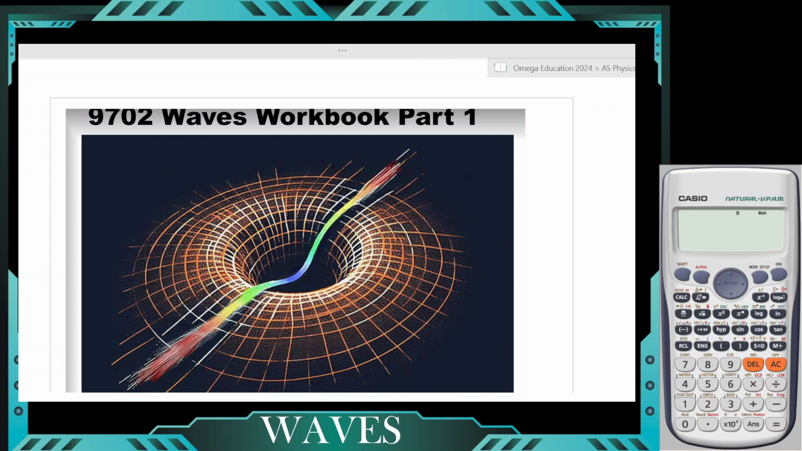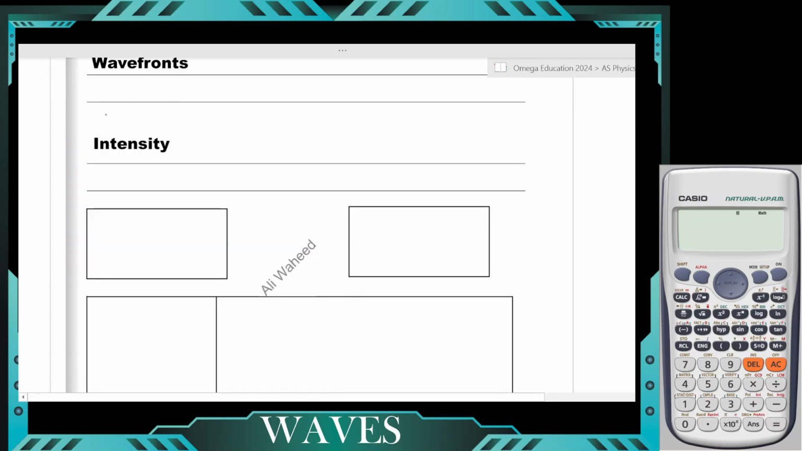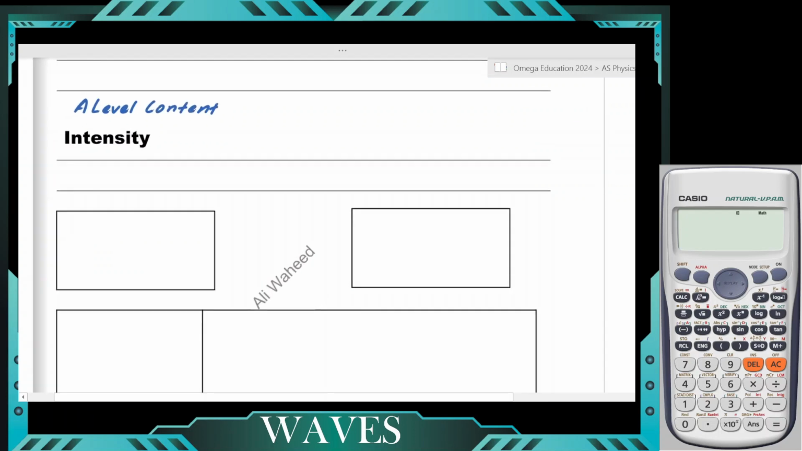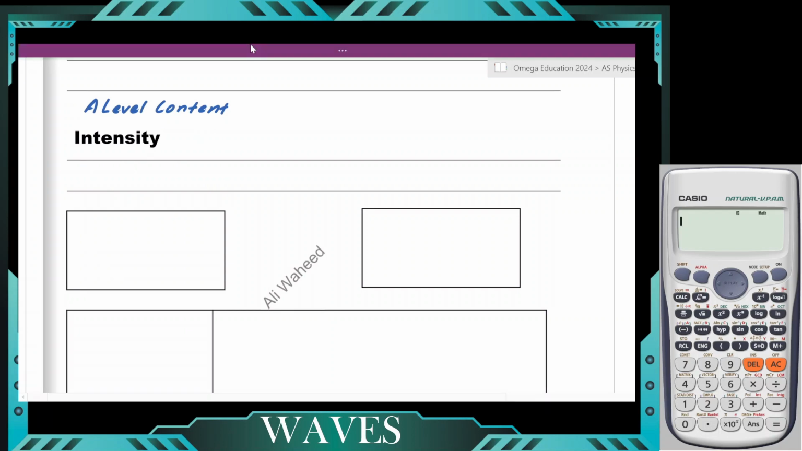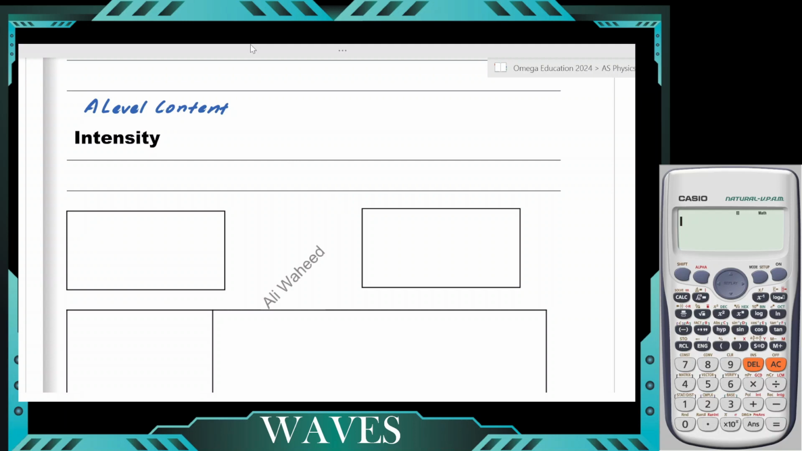So today we are starting off with the section of waves. This is where we start from the A level content, intensity of waves. This is the starting point of the wave for our syllabus of A levels. They do ask questions from the previous ones. For example, they can ask you to find frequency, they can ask you to find time period. We'll practice those questions as well, but I'm not going to go through the definitions and all that.